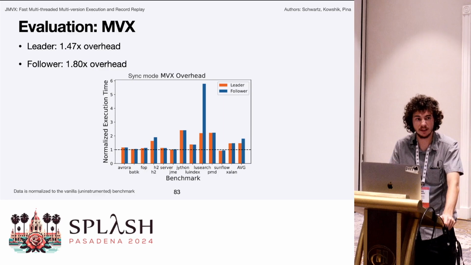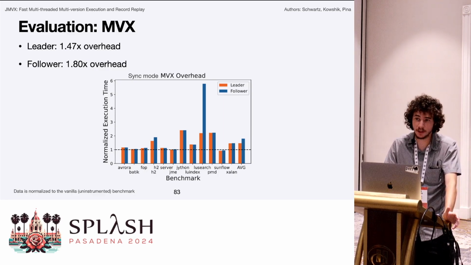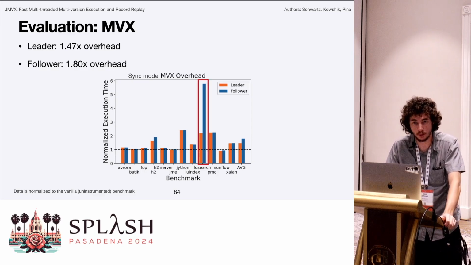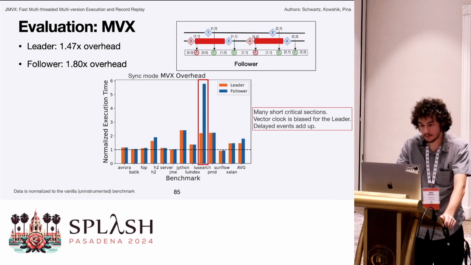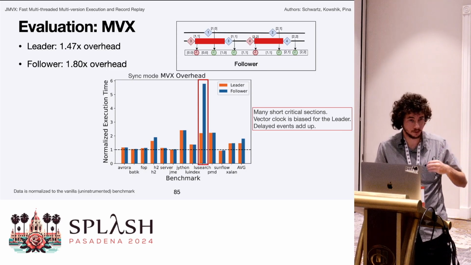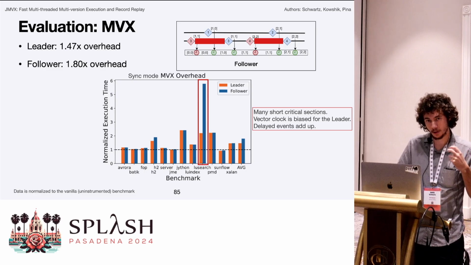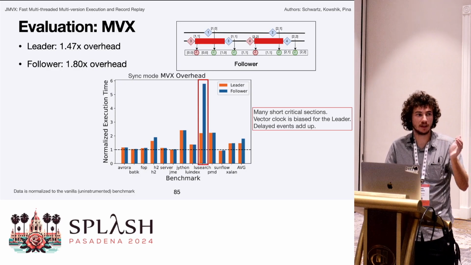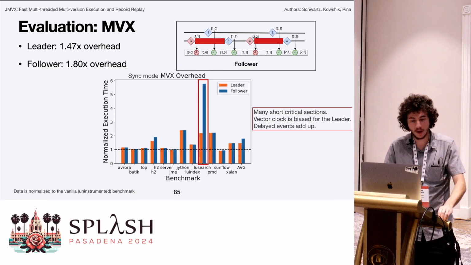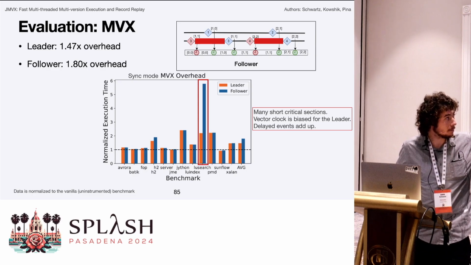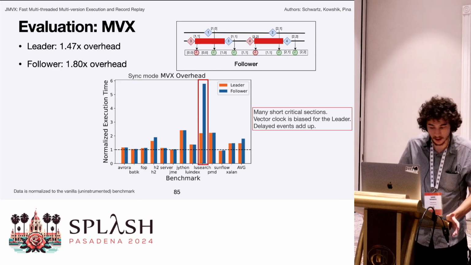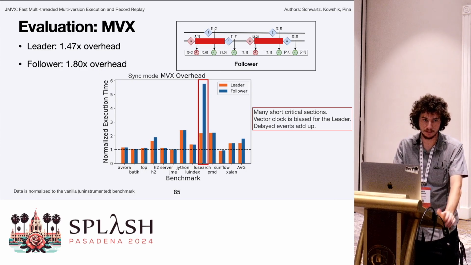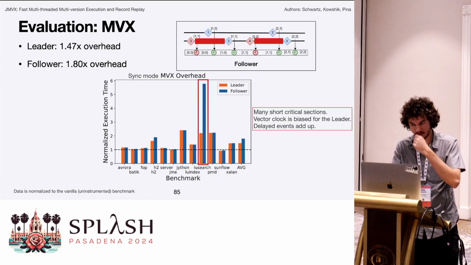And I think I should now go into talking about the thing I'm assuming everyone's eyes shot to, and that is, why do we perform so poorly for Lusearch? And this is because our vector clock is biased towards the leader, and Lusearch is a benchmark with many short critical sections. And every time we have an event that attempts to run out of order, we have to delay a thread. So everything in red in the figure that I've brought back from the Lamport clock section is slow. And these delays really add up and give us poor performance on Lusearch.